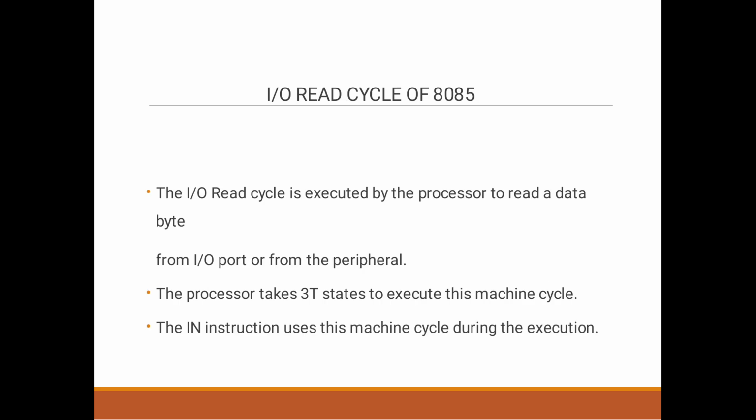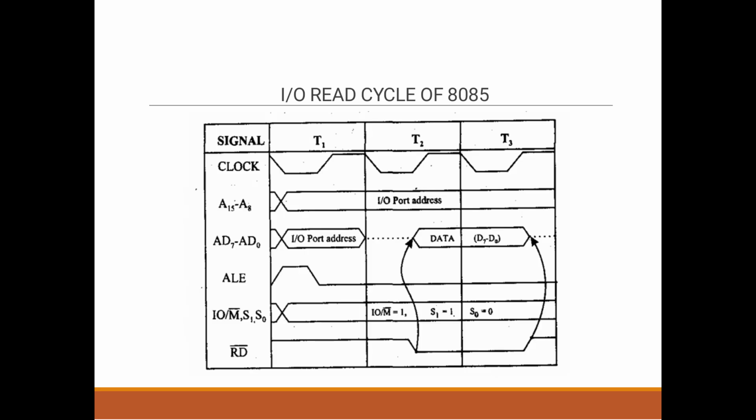IO read cycle of 8085. The IO read cycle is executed by the processor to read a data byte from an IO port or from a peripheral. The processor takes 3 T states to execute this machine cycle. The IN instruction uses this machine cycle during its execution. Here is the diagram of the IO read cycle.